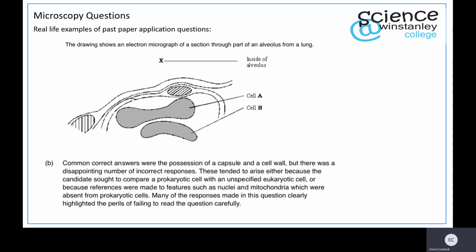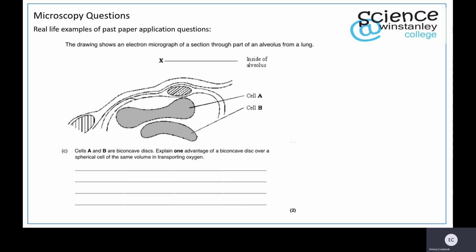So that's an important message. It's asking you what's not in a eukaryotic cell, what's in a prokaryotic cell. Don't get it wrong, read the question. So the next one was cell A and B are biconcave discs, and it asked you to explain one example of a biconcave disc over a spherical cell of the same volume in transporting oxygen. So pause the video and have a go.